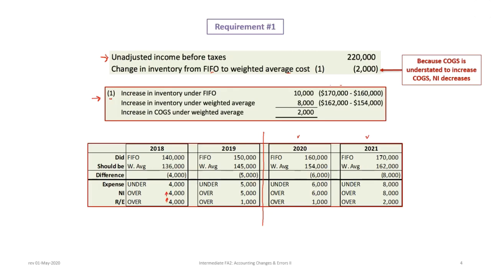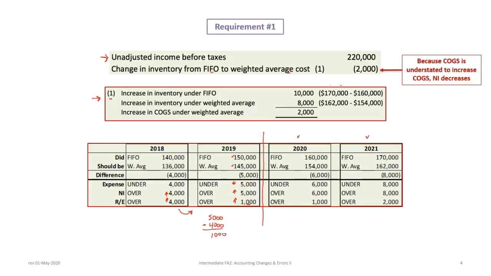In 2019, the FIFO inventory was 150. Under weighted average, it would be 145 for a difference of 5. That means the inventory was too high, the expense is too low, then the net income is too high, and the retained earnings is also too high, but by $1,000 because this $4,000 carries over into the next year. So this $4,000 should have been expensed in 2018, but ends up being expensed in 2019. So that's why we take the $5,000 minus the $4,000 gives you a $1,000 difference.